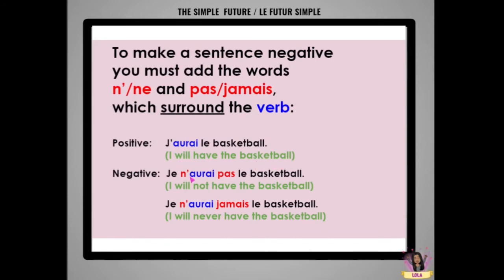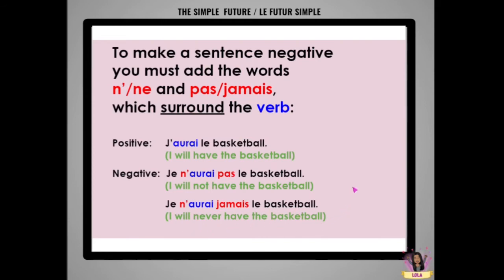To make it negative, we have the ne and we have the pas, which surround the verb. The ne goes before the verb and the pas goes after the verb. So we have je n'aurai pas le basketball. I will not have the basketball. Or we can use, instead of pas, jamais, which just means never. So, je n'aurai jamais le basketball. I will never have the basketball.